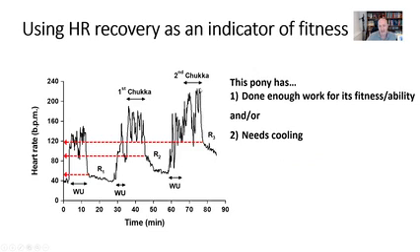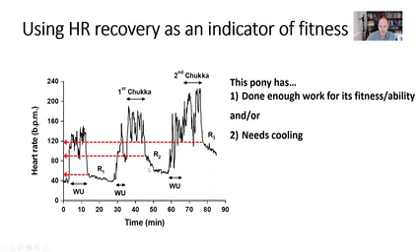We can see here that this pony is being played much harder, with a much higher heart rate, much longer, plus it's already done a chukker. Look at the effect all of this has. We still get the fast drop, but it settles out at about 120 beats per minute. What do you interpret from this? This isn't about fitness. This is about saying this pony's done enough work for its fitness ability, and/or it probably needs cooling as well because it's pretty hot.